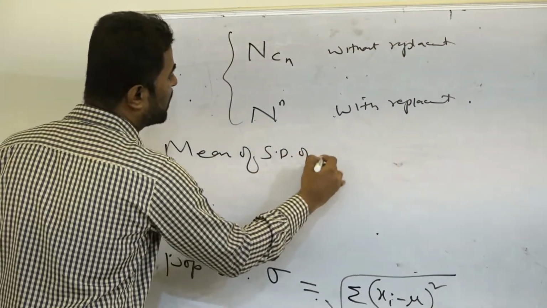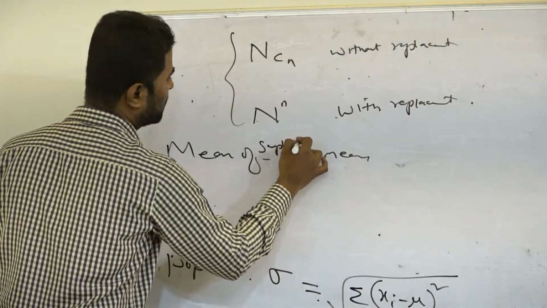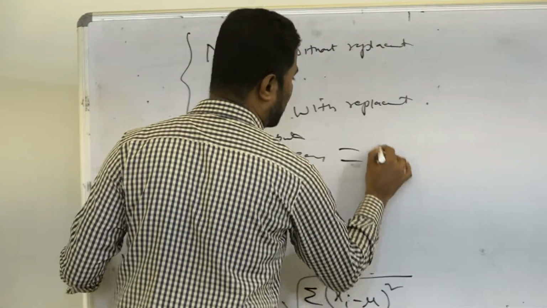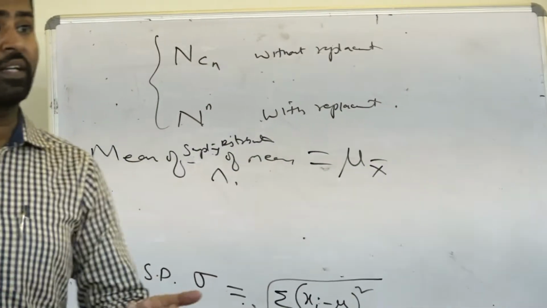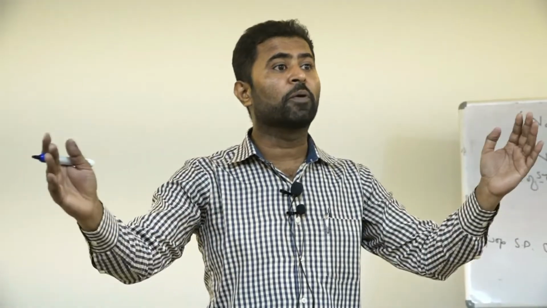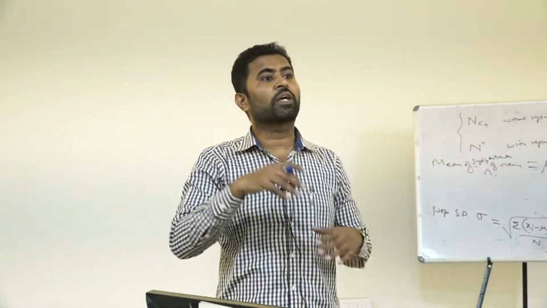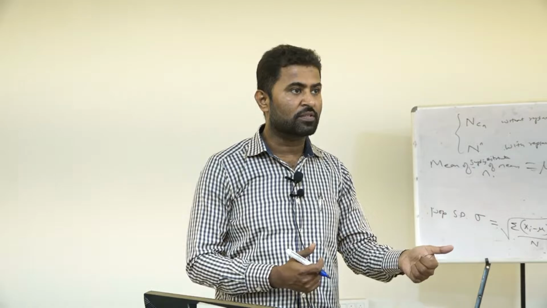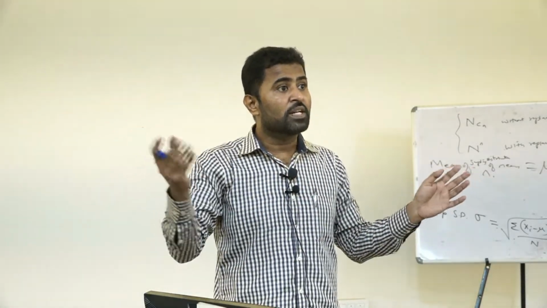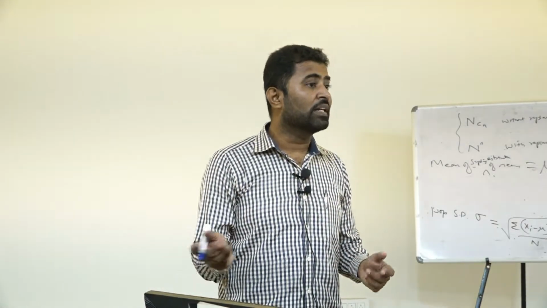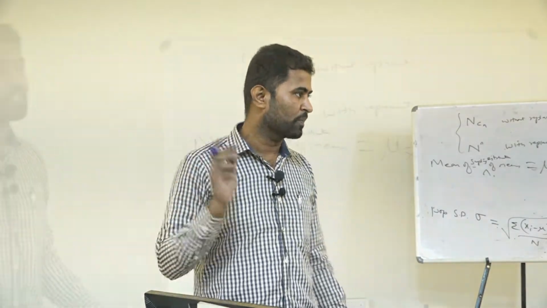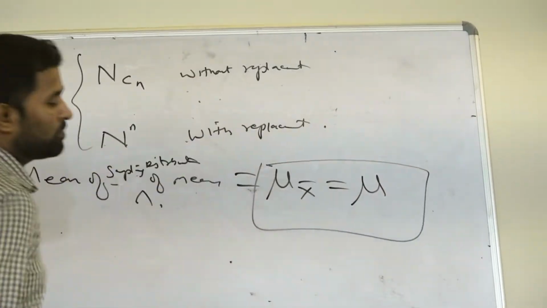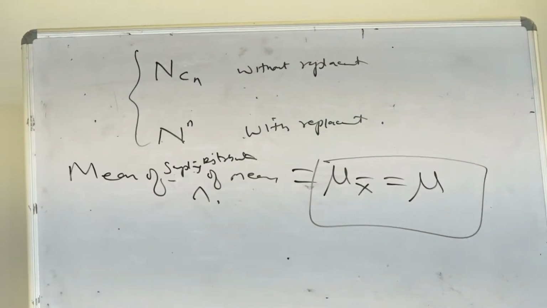Next, mean of sampling distribution of means, which is denoted with mu x bar. How do we calculate it? We have to get all the samples, then collect their means, which becomes the sampling distribution of means, then again calculate its mean, and that is the mean of the sampling distribution of means. Similarly for standard deviation, you collect all the samples, then their means, then calculate the standard deviation of those, which gives the standard deviation of the sampling distribution of means. The mean of the sampling distribution of means is always equal to the population mean.